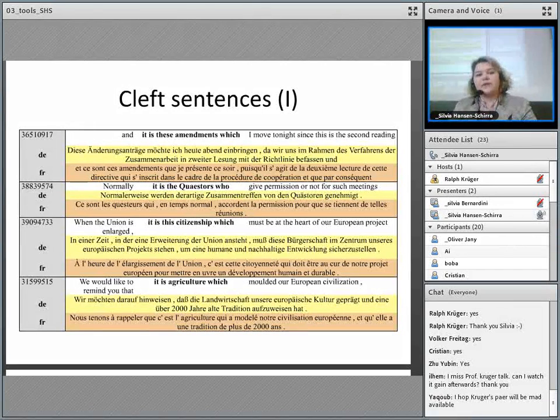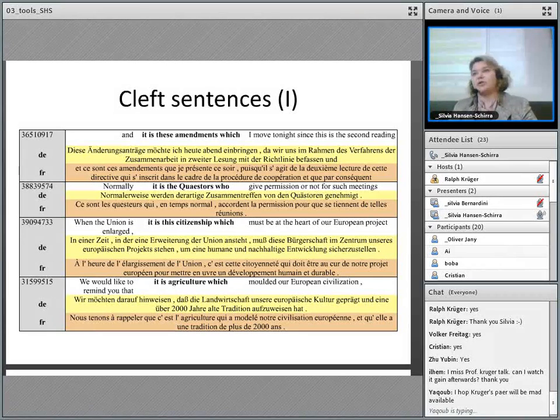And for this search, I used a corpus, not our corpus, but an online available corpus, the Opus corpus. I will show you the website later on, which is annotated for part of speech as well. So it's open, available, annotated for part of speech, and you can ask, for example, for cleft sentences. And you get examples like you can see here, it is these amendments which I move tonight, and so on. And I displayed the German and the French solutions.